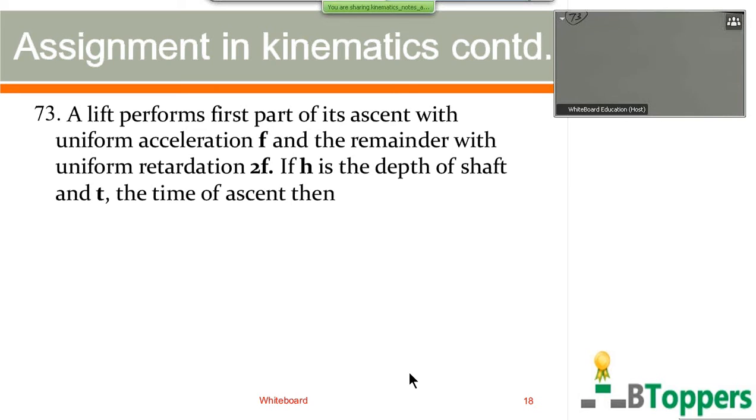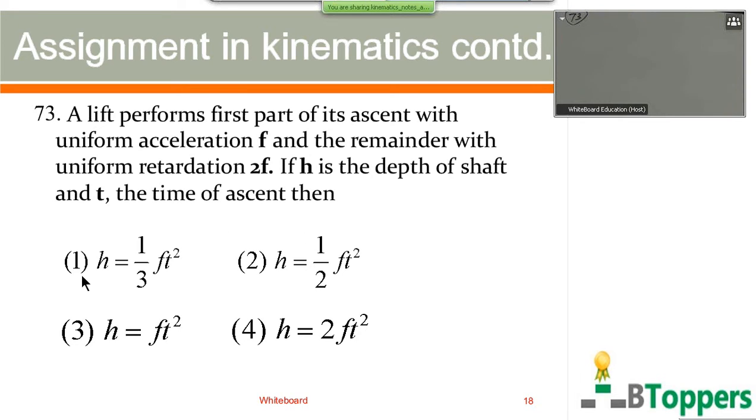See question number 73. A lift performs the first part of its ascent with uniform acceleration f, the remainder with uniform retardation to f. If h is the depth of the shaft and t the time of ascent, then there are four options here. First option, h equal to 1/3 of ft square; second option, h equal to half ft square; third option, h equal to ft square; fourth option, h equal to ft square. Come on, try the question yourself.